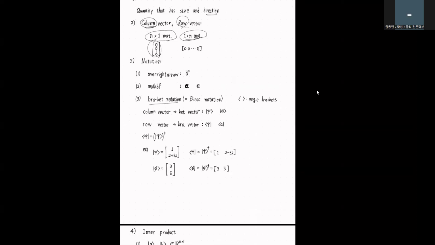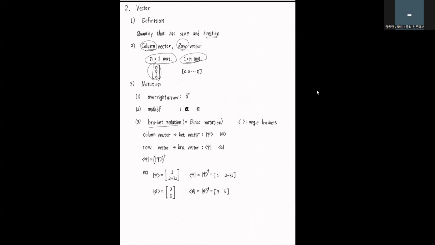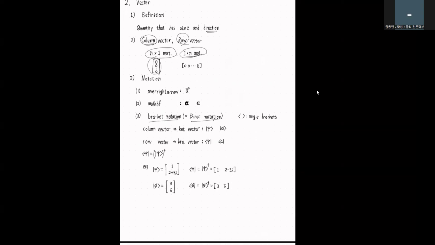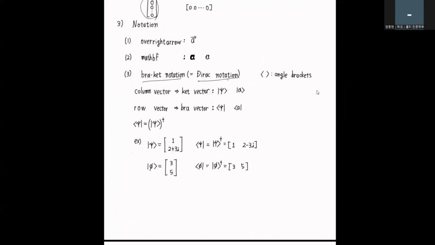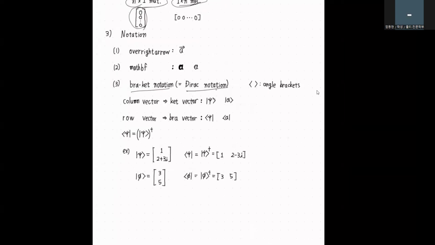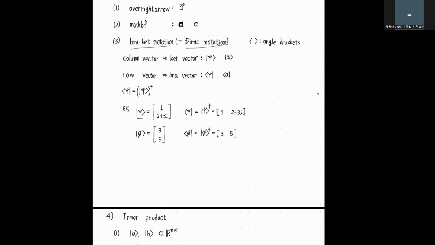Now, in quantum mechanics, we also have another type of notation, which is called the bracket notation or Dirac notation, which is basically a fancy way of writing column vectors and row vectors. For a column vector, you would have these angle brackets pointing to the right, and for row vectors, you would have these pointing to the left. So here you can see these examples that for these column vectors, these are pointing to the right, and these are pointing to the left for row vectors.